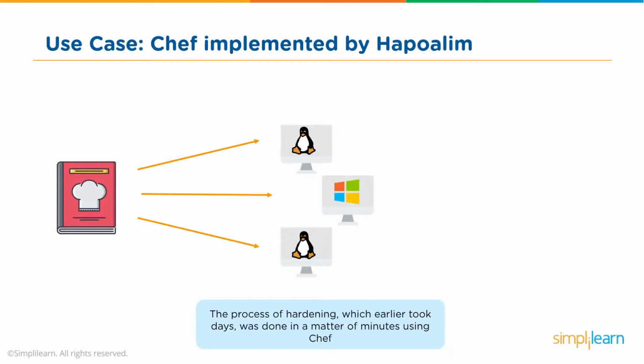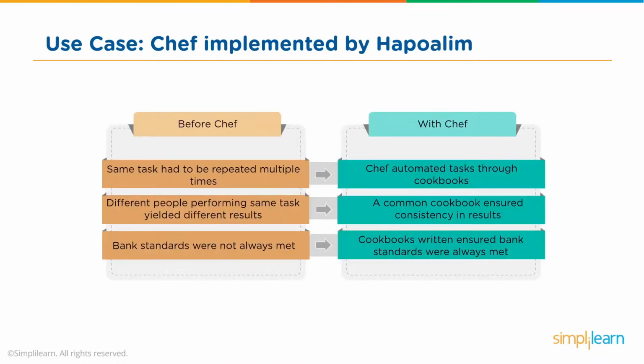This really drove the ability to harden and secure the entire network within a matter of minutes using Chef, versus the days and weeks that it previously took. If we take a before and after scenario using Chef, before Chef, tasks were repeated multiple times, and it was hard to keep track of all the people doing the work. And the reality is, because so many people were touching all the different systems, specific standards that the bank had established were simply not being met.